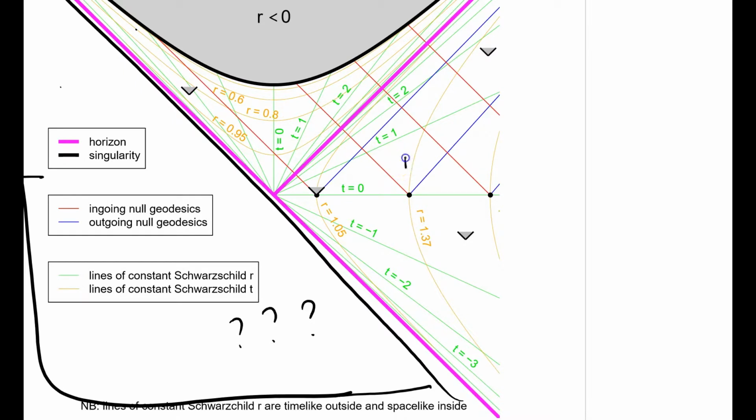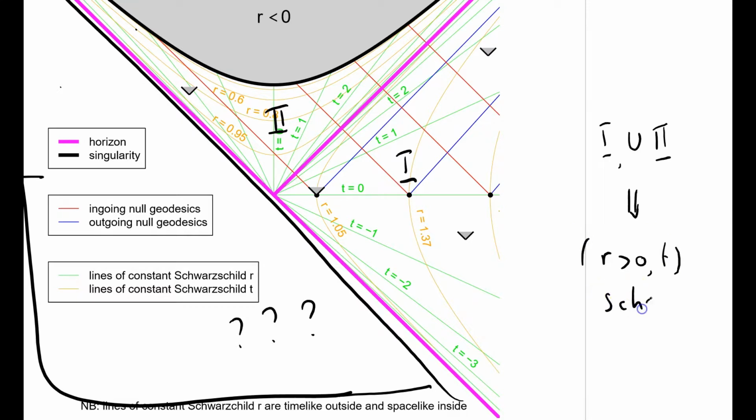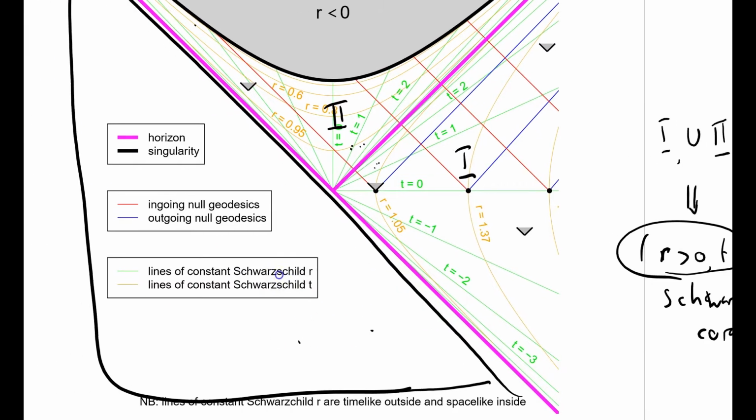If we look at these regions, you normally call this region 1 and region 2. The union of 1 and 2 covers the whole of R greater than 0 and T, that is, the whole of space-time in Schwarzschild coordinates. So in one sense, these points here don't correspond to anything, because they don't correspond to any point in Schwarzschild space-time. So what do they mean? Well, it's not altogether clear.